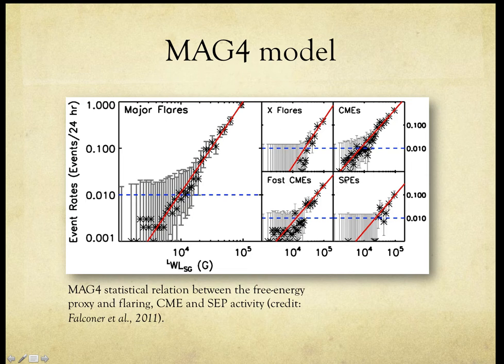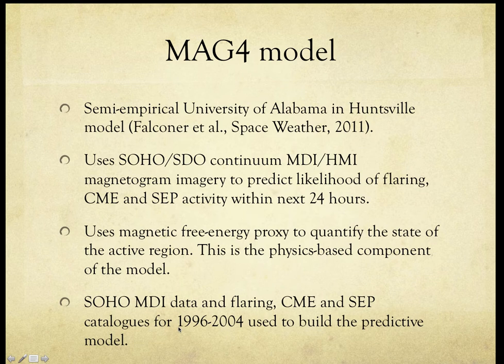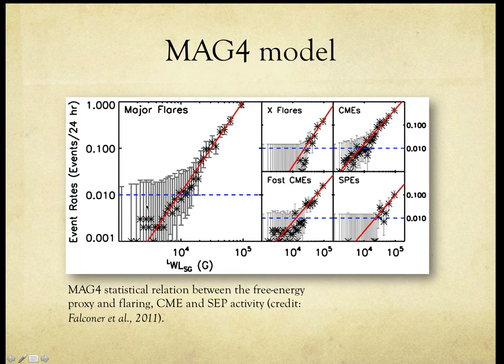So they used the data from 1996 to 2004 to build these statistics. In the statistics, they correlate this magnetic free energy proxy to the event rates for a given 24-hour window. They give statistics for event rates for all major flares, X-class flares, CMEs, and fast CMEs. In their classification, fast CMEs are CMEs with plane of sky speed component greater than 800 kilometers per second. They also provide statistics for the correlation between the magnetic free energy proxy and solar particle events.